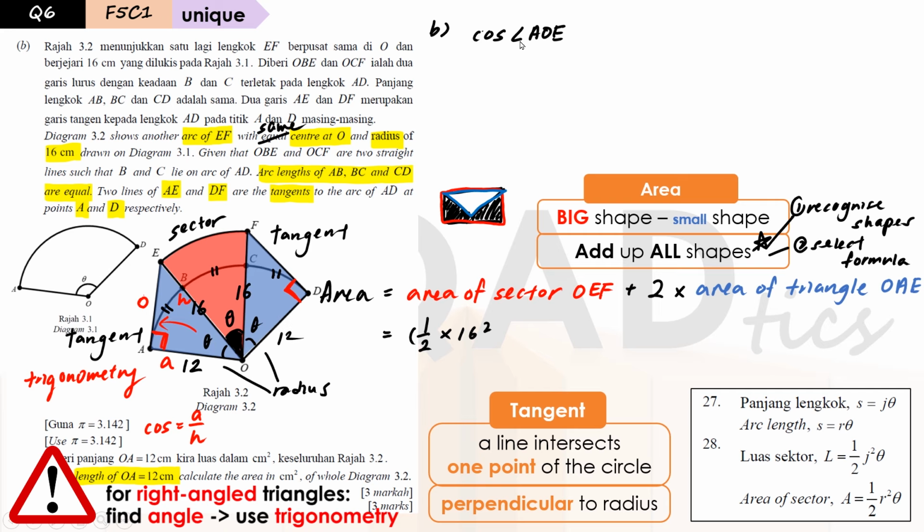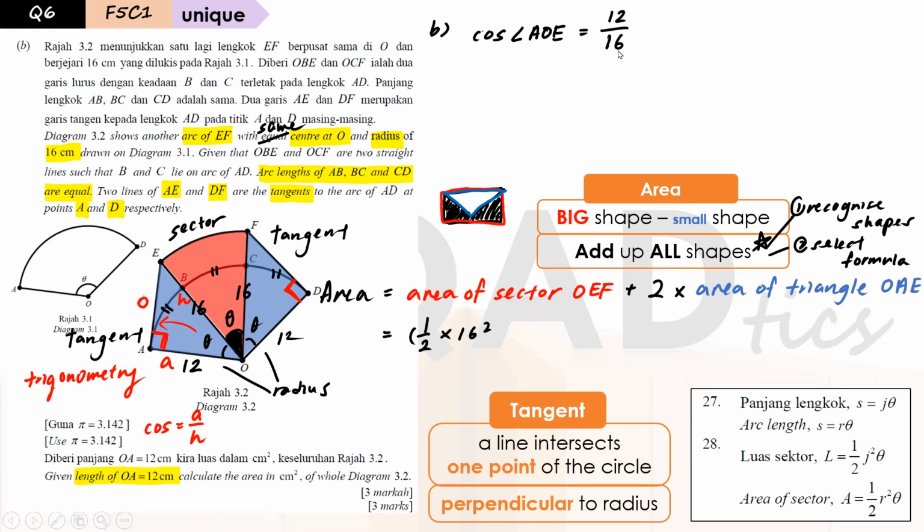So for the angle here, I'm going to label it as AOE, and we are going to equal it with the adjacent, which is 12, over the hypotenuse, which is 16. Okay, and to find out the angle here, we can just move the cos to the other side. So here would be arc cos 12 over 16.